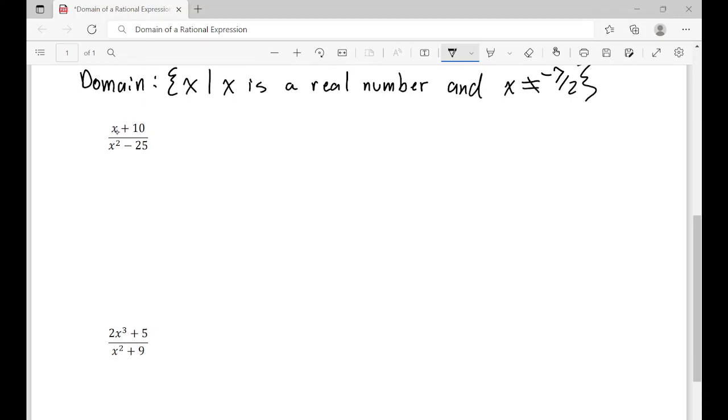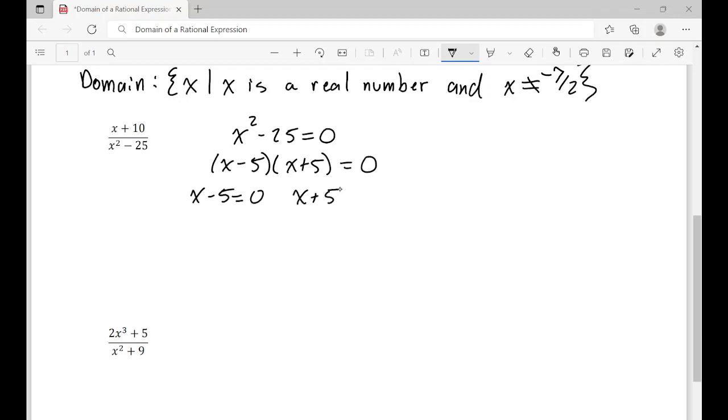Next, x plus 10 over x squared minus 25. I'm going to just set the bottom equal to 0 and ignore the top. I can factor the bottom down to x minus 5, x plus 5. And then I can set each one of these individually equal to 0. So x minus 5 equals 0, and x plus 5 equals 0. And I can solve, and I'll get x does not equal positive 5, and x does not equal negative 5. So I actually have two answers this time that it cannot be.